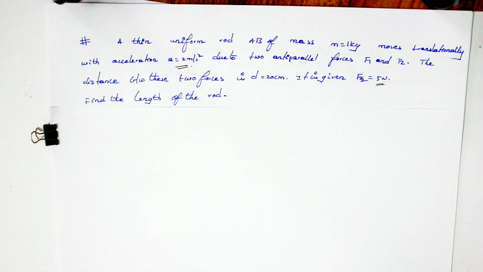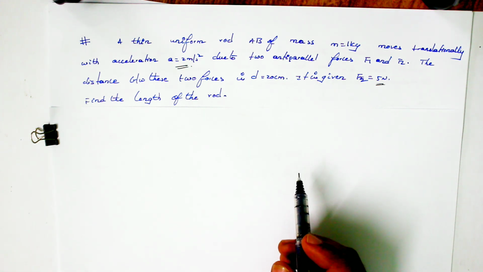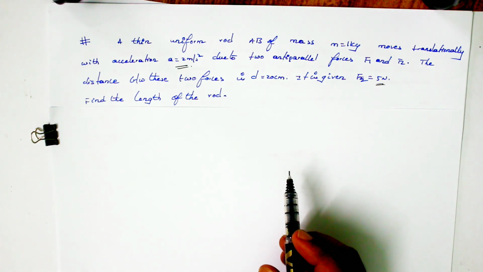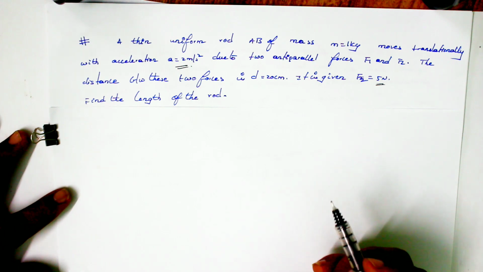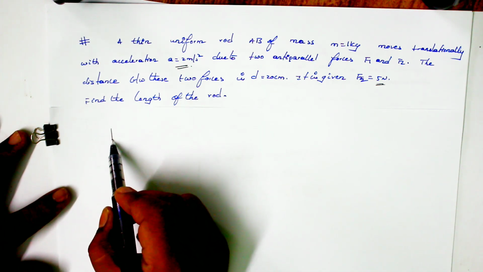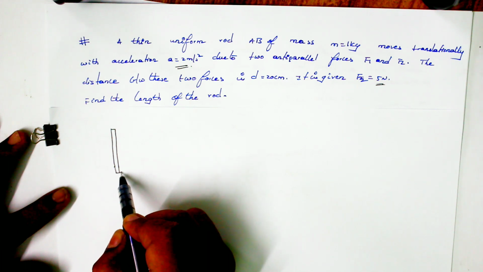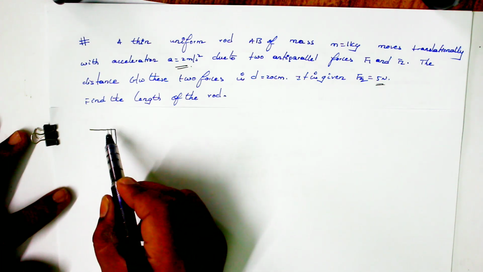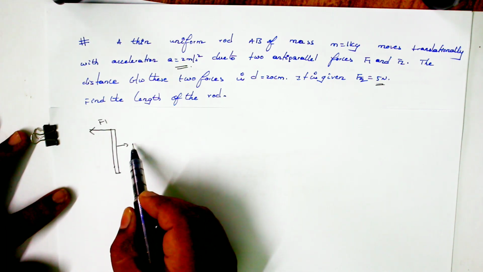Dear students, now let us see this question. A thin uniform rod AB of mass m is equals to 1 kg moves translationally with an acceleration a is equals to 2 meter per second square due to two anti-parallel forces F1 and F2. So let it be a rod, where it is given that forces are applied like this. This is F1 and this is F2.